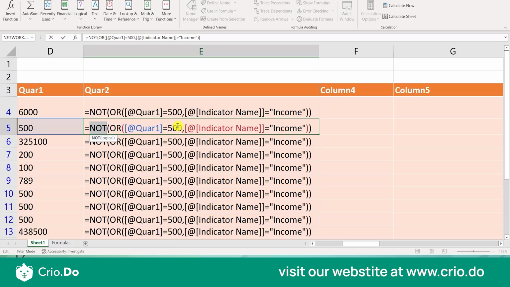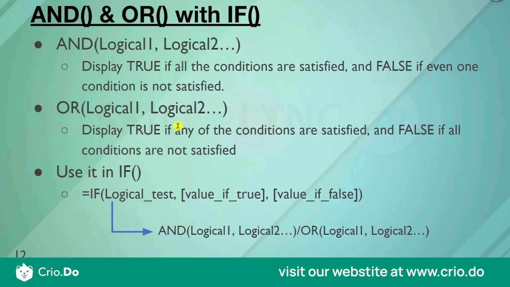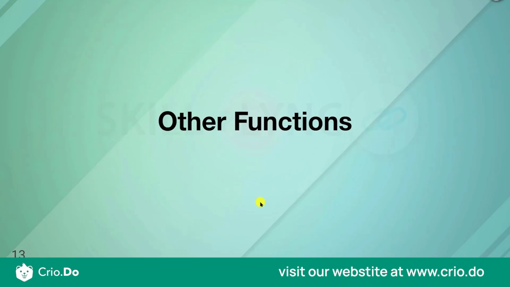Now, in the third case, we were having it with the IF function. So the example is saying that instead of this condition, we can use any AND or OR function as well. And accordingly, we can have the true false value. After completing conditional functions, we have some other functions as well.